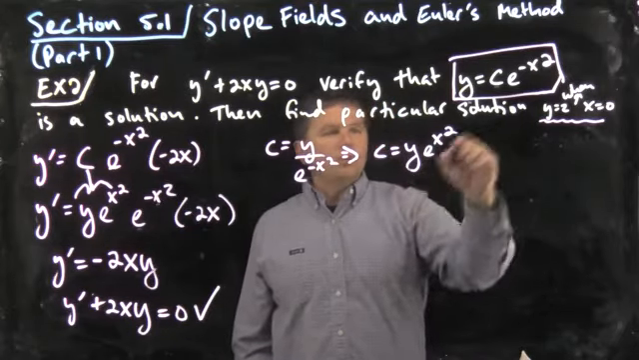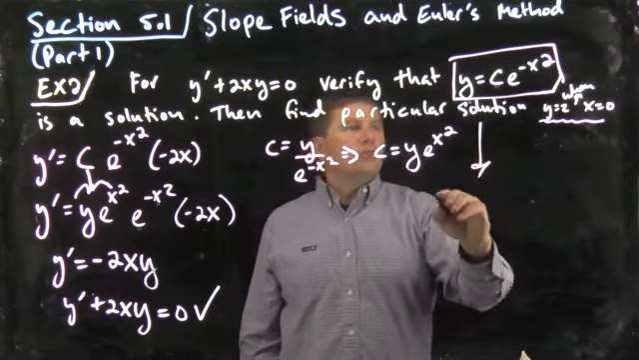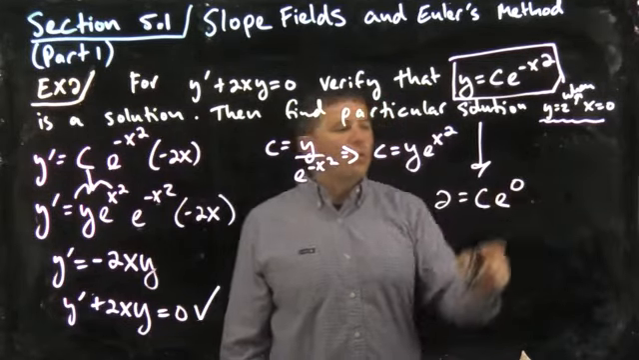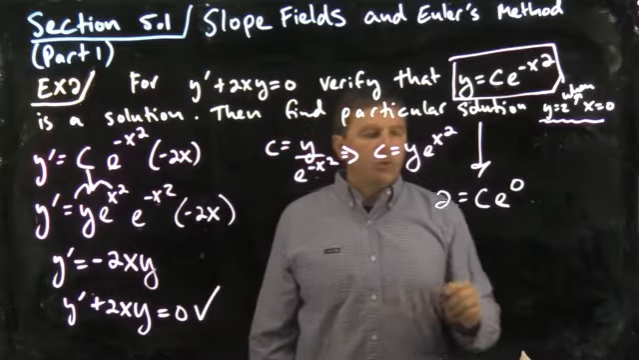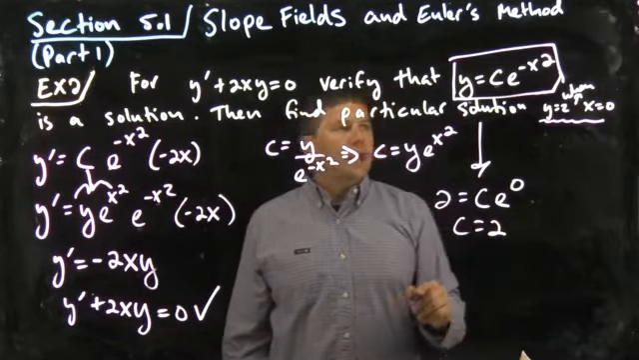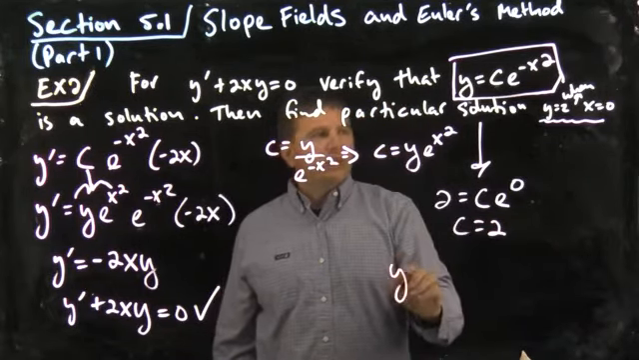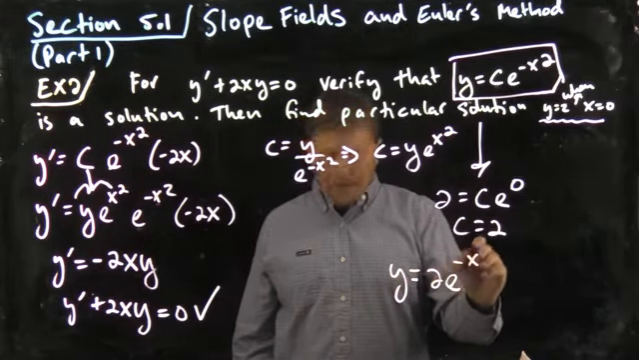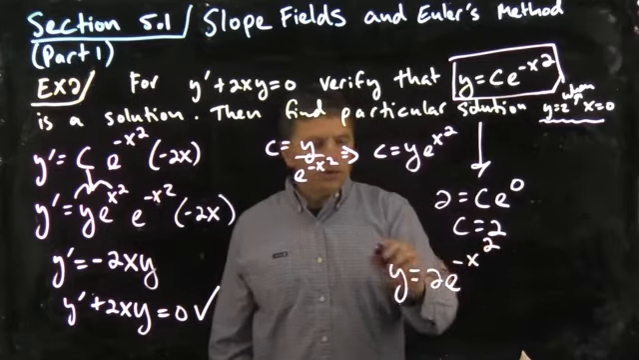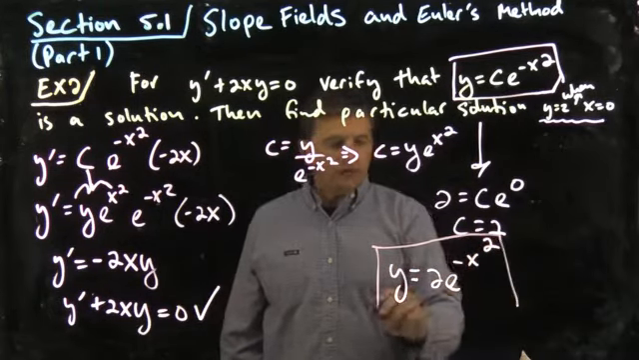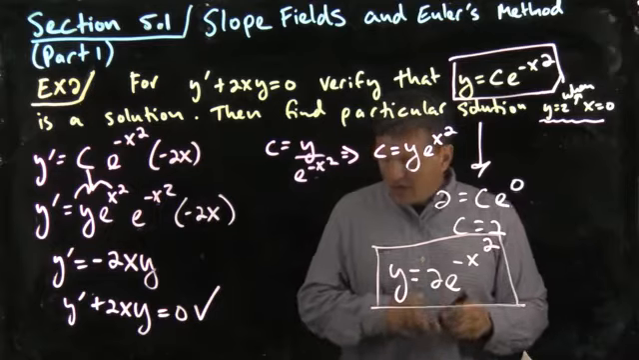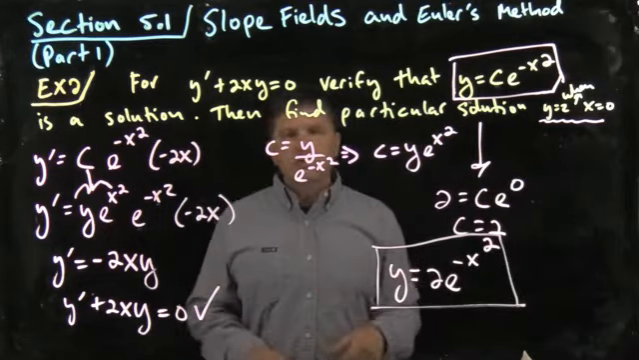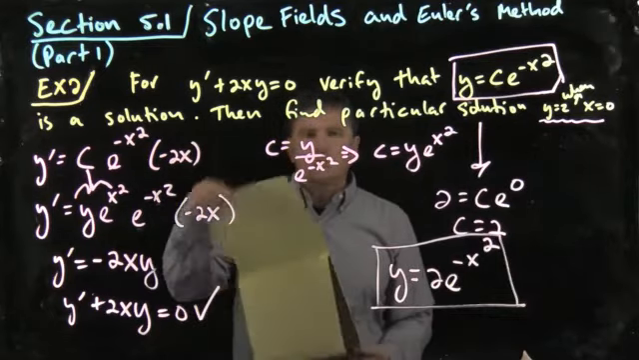So let's plug that value in here. That's going to give us 2 is equal to c e to the 0. Once again, e to the 0 is 1, so we get c is equal to 2. And our particular solution is y equals 2 e to the negative x squared. Okay, so that is our second example in this realm of verifying differential equations. Once again, in this section, we're not quite to the point where we were last year with solving.